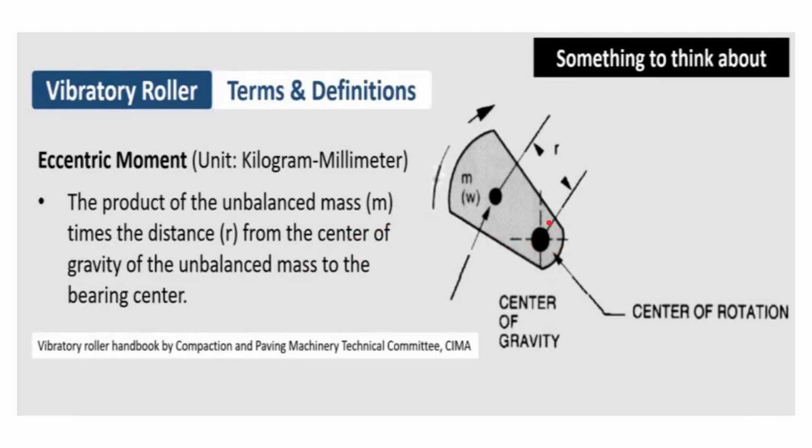So bearing center is basically the unsprung weight. If we divide the sprung weight times the distance between the center of gravity and the mass, by the balance unsprung weight, we will get the amplitude. So with this we come to the end of the lecture.